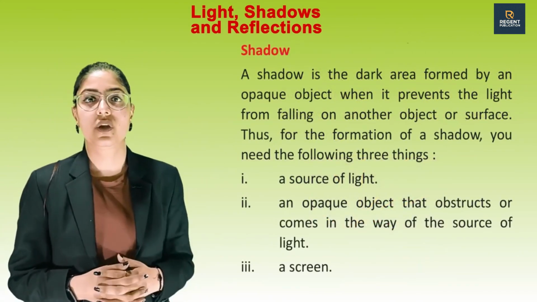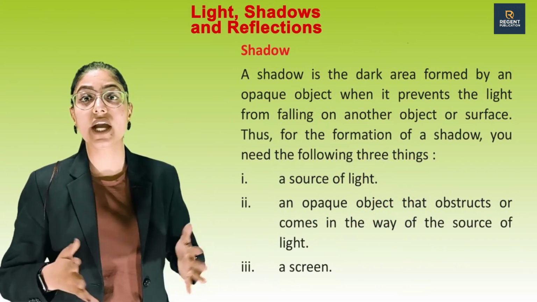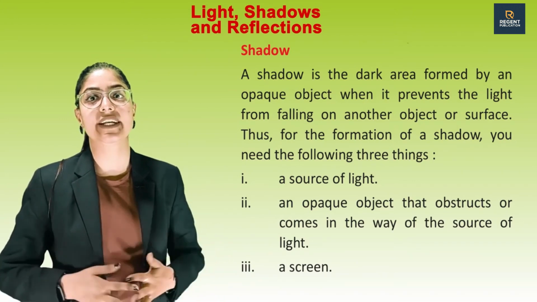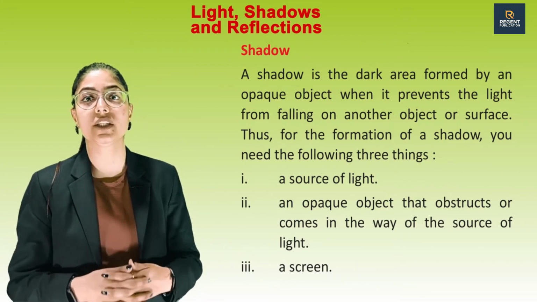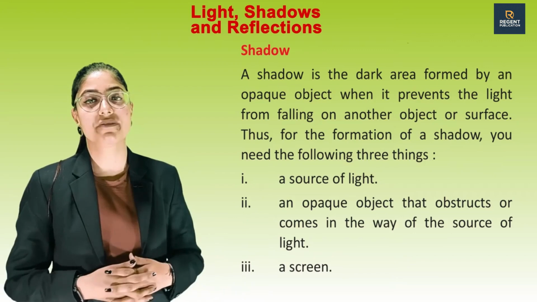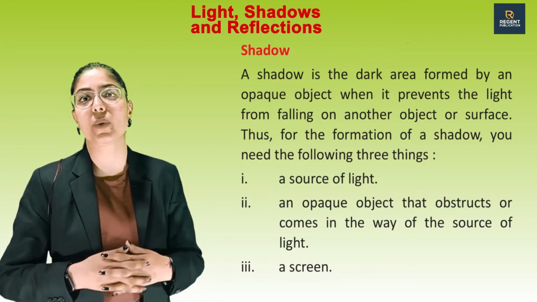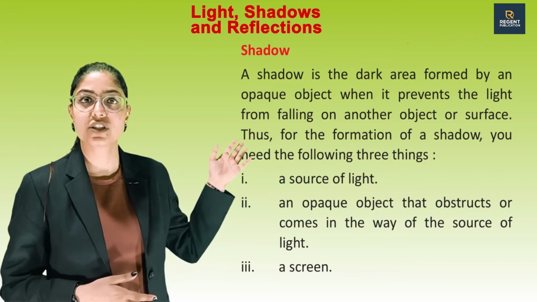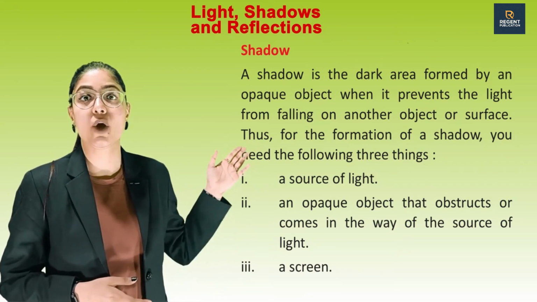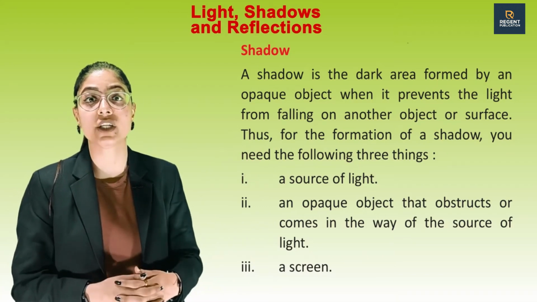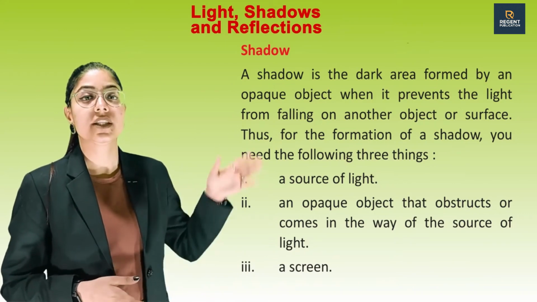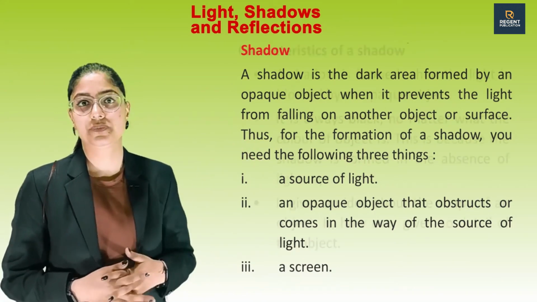Shadow. A shadow is the dark area formed by an opaque object when it prevents the light from falling on another object or surface. Thus, for the formation of a shadow, you need the following three things. First one is a source of light. Second is an opaque object that obstructs or comes in the way of the source of light. And third is a screen.